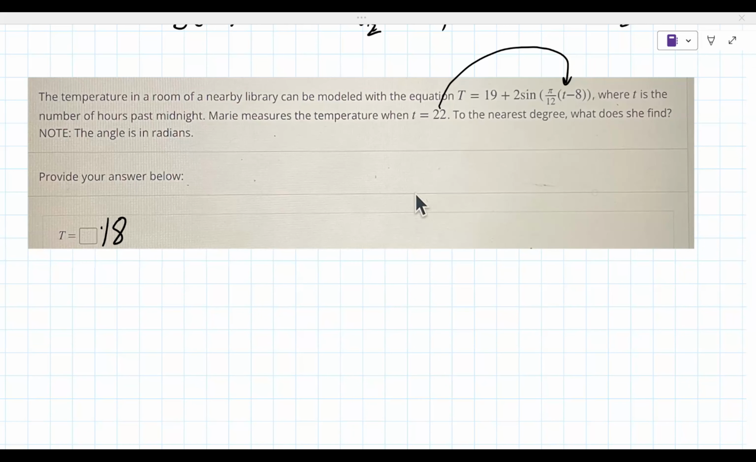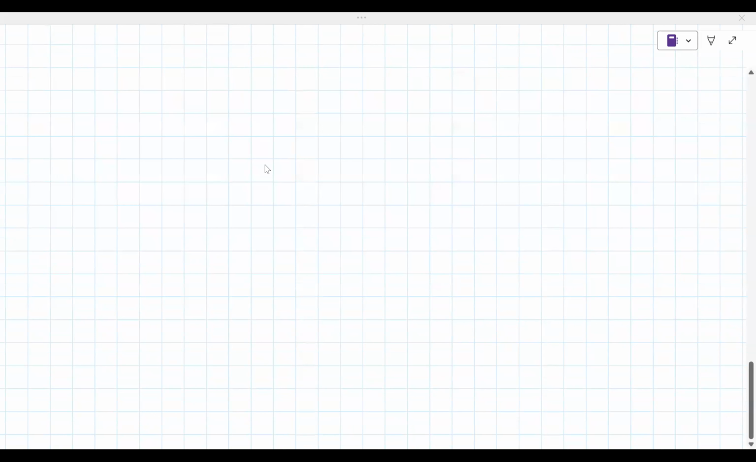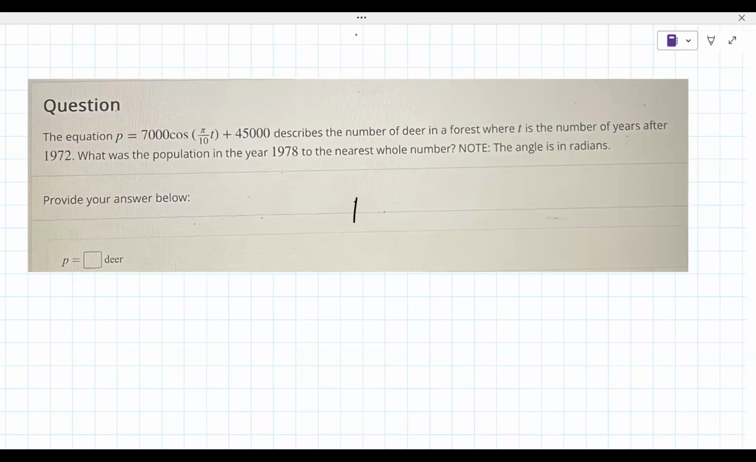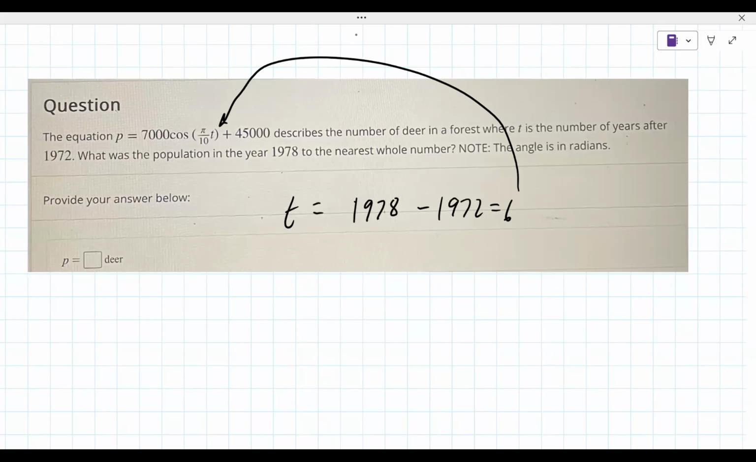Alrighty. This one. 7,000 cosine 5 pi over 10. They give you an equation. They tell you that T is the number of years after 1972. So 1978 is going to be minus 1972, or 6. So you're going to put 6 in for T. Just going back to the calculator again. Round to the nearest whole number.